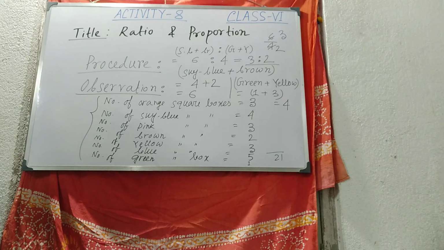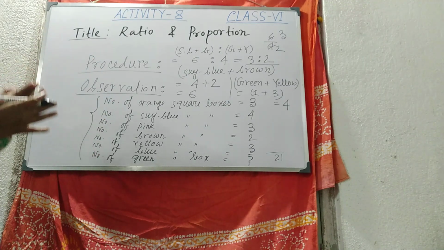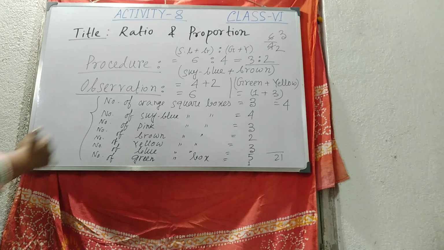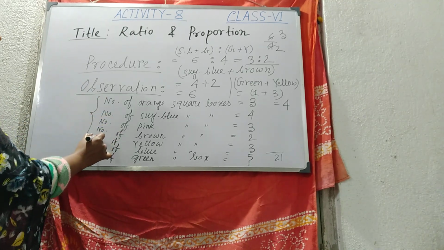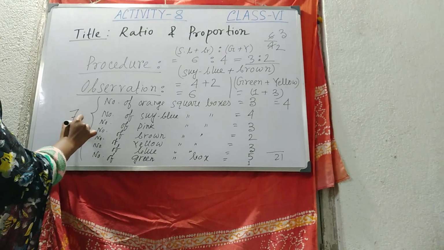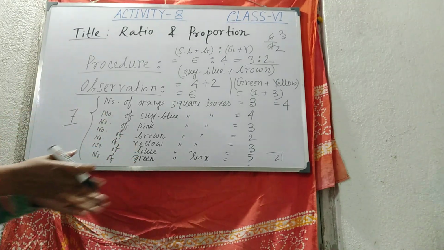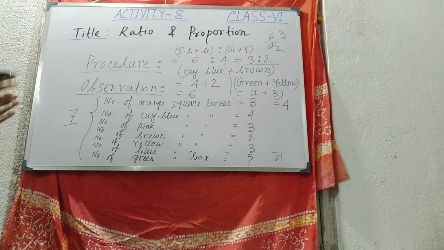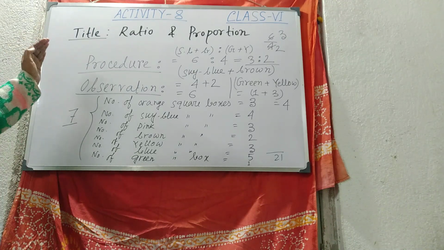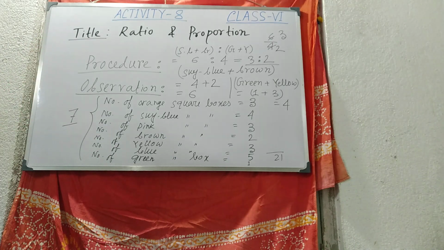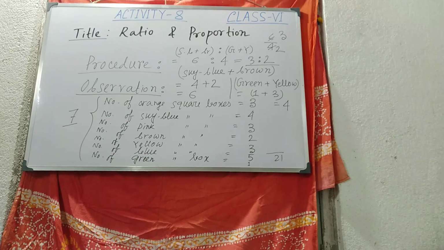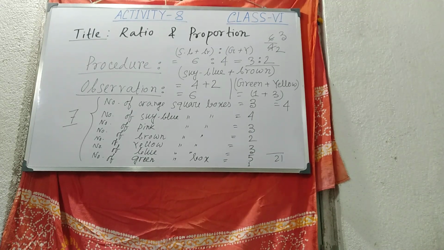So in this way, you can take two colors, and you can take three colors also. As here I have taken 1, 2, 3, 4, 5, 6, 7 different colors. You can take three colors also. So whatever you are getting, by observing, you have to write in the observation part. Now after observation, we will move to the result part.